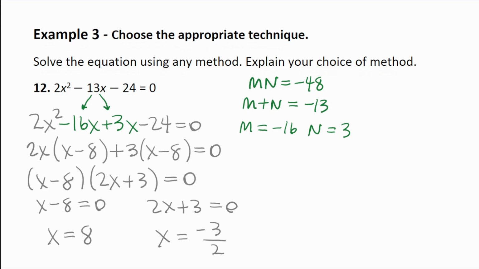But what I would add to that is that if you didn't see those factors coming, you could have used the quadratic formula as well. Just the numbers might have been a little big.